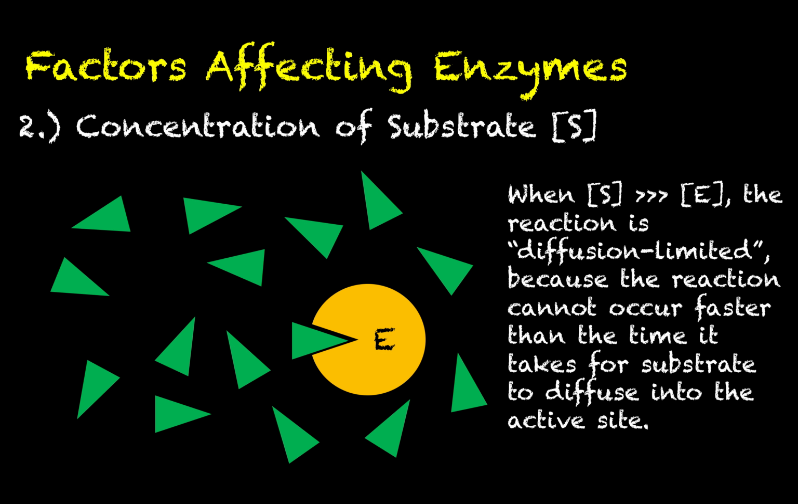So when substrate concentration is much, much greater than enzyme concentration, the reaction is said to be diffusion limited. What this means is that the reaction cannot occur faster than the time it takes for the substrate to move into the active site. So that's what I was talking about before. The enzyme binds to the substrate, converts it to product, and then what's going to determine how long it takes for another reaction to occur is how long it takes for a new substrate molecule to move into the active site.